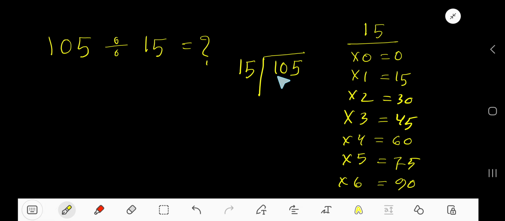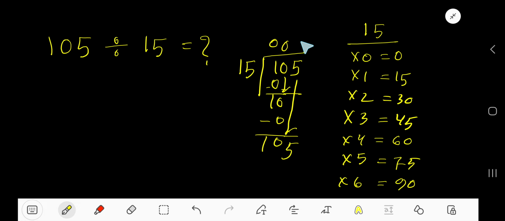15 goes into this 1 how many times? Actually 1 is less than 15, so 0 times. 0 times 15 is 0. Subtract, you are getting 1. Bring down the next digit, 10. 15 goes into 10 how many times? 0 times, as 10 is less than 15, so 0 times 15 is 0. Subtract, you are getting 10. Bring down this 5. Now 15 goes into 105 how many times?